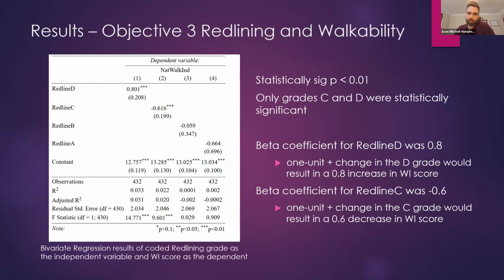These are the results for objective 3's regression, coded redlining scores as the independent variable and walkability index scores as the dependent variable. Grades C and D were statistically significant at predicting walkability. However, the beta coefficient for redlining grades, for example, a 1 unit change for the D grade would result in a 0.8 increase in the walkability score. Conversely, a 1 unit change in the C grade would result in a 0.6 decrease in walkability index. But as I said, the low R-squared means the redlining grades were not good at explaining the variation in walkability score.